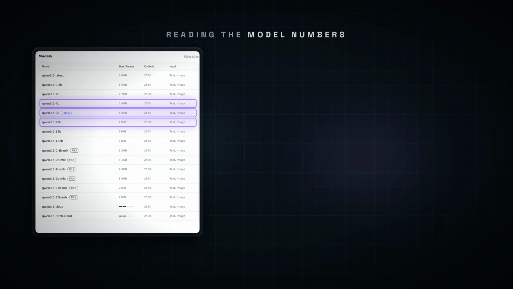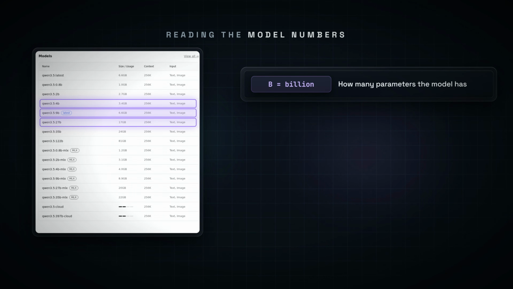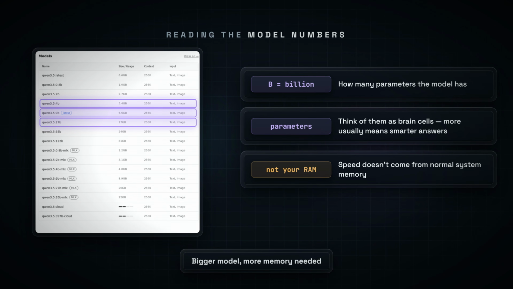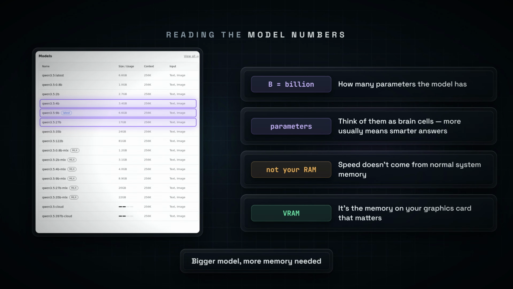When you have a look at the models on Ollama's website, you'll see numbers like 4B, 9B, or 30B, and that B just stands for billion. It's how many parameters the model has. And you can think of parameters as the model's brain cells, if you will. More of them usually means smarter answers, but it also means a bigger model that needs more memory to run. And here's the part almost nobody explains. What matters most for speed is not your normal RAM. It's the memory on your graphics card, your VRAM.